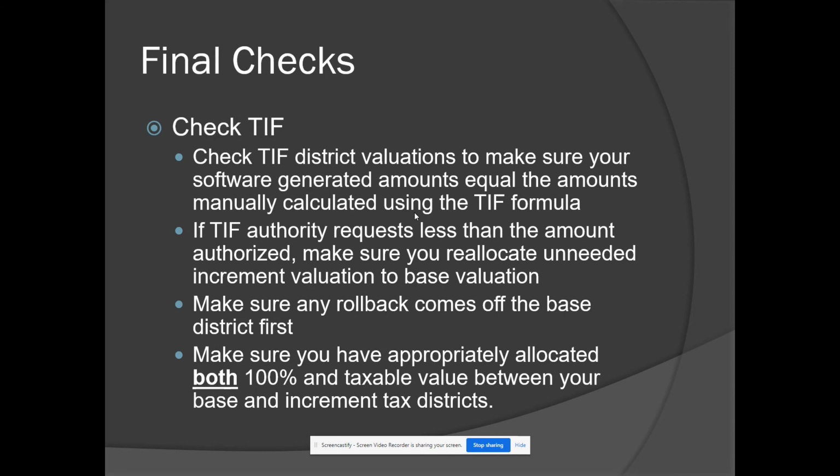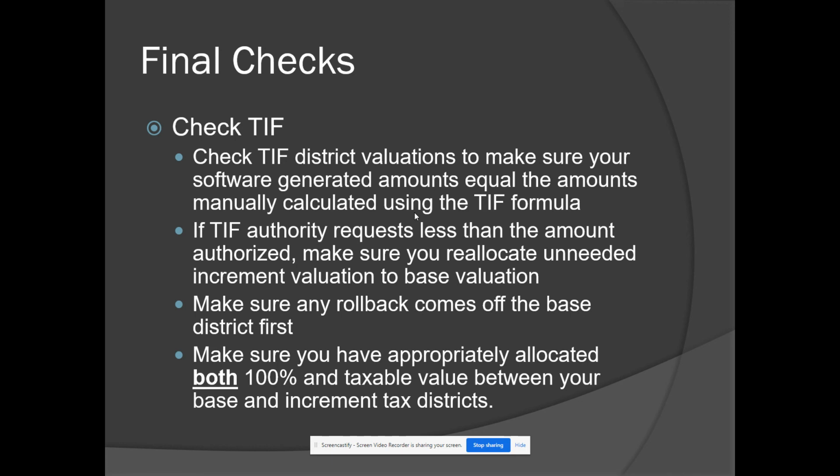As far as final checks related to TIF, make sure that the TIF district valuations, check those to make sure that your software generated amounts equal the amounts manually calculated using the TIF formula that I discussed in part 4 of the webinar series. If a TIF authority requests less than the amount authorized, so we know that we look at what the maximum amount is that a TIF can generate, but a TIF authority may not be seeking the maximum amount. They may be seeking something less than that.